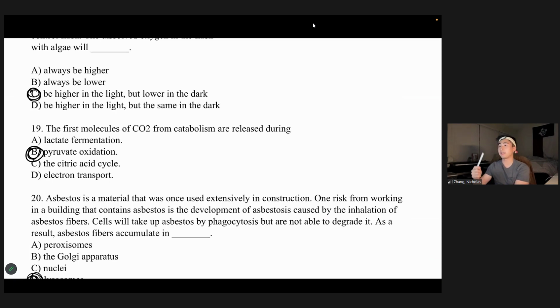But if I said, why am I blanking here right now? If I said ethanol fermentation, that actually does release CO2. But that's also conditional because you don't always go through ethanol fermentation. That's why I didn't put it here. It would just be confusing.